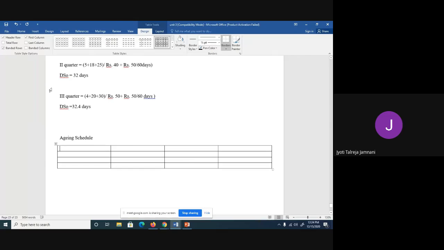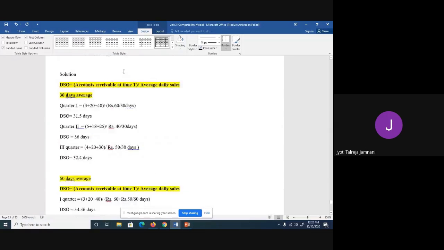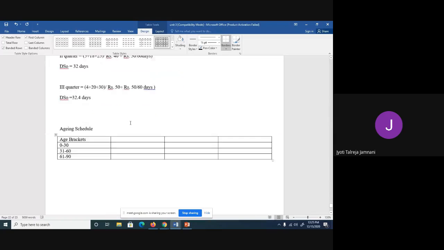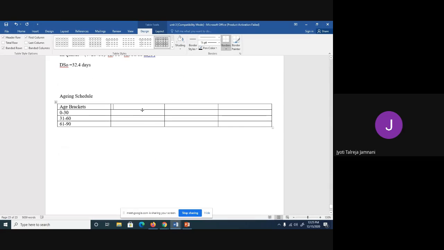Okay, so we'll write the age brackets: 0 to 30, 31 to 60, and 61 to 90. This is what is given in the problem. See here in the question: age brackets of 0 to 30, 31 to 60, and 61 to 90. And here we will write the quarters. We have 3 quarters, quarter 1, quarter 2, and quarter 3.